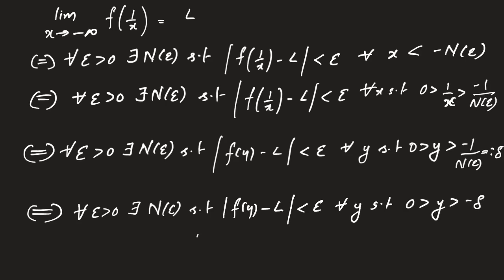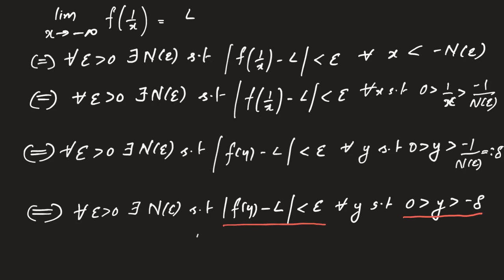Thus we have proved that limit x tends to minus infinity f of 1 by x is L if and only if whenever y is very close to 0 but less than 0, then f of y is very close to L. And we can choose how close we want it to be. And this in some sense is not some magic. I have not taken this out of some hat or something.